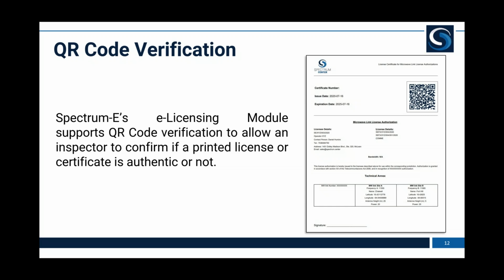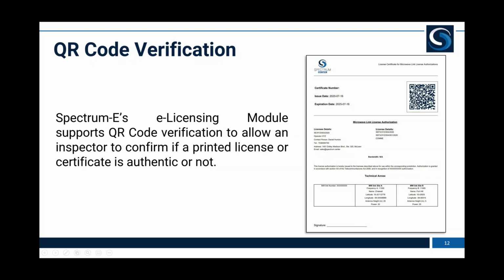So here you have an example of a license that's auto-generated by the software, and it has the details of the licensee and the organization and the technical parameters of the network that's been authorized: the frequency, the coordinates, etc., the power, antenna height. This is for a link. And you have this QR code that's created here.